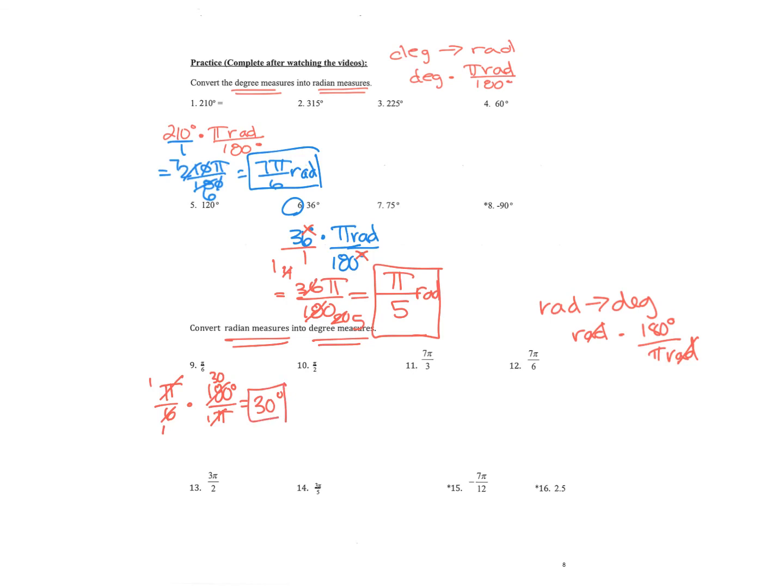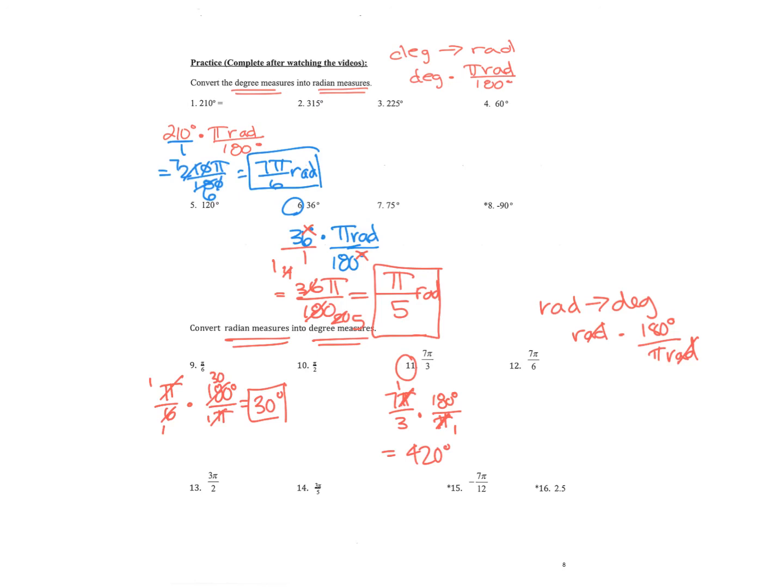So I'm left with 30 degrees as my final answer. Let's take a look at another problem. Let's do number 11. So I have 7 pi over 3 radians. I'm going to multiply by my conversion factor. That's 180 degrees over pi radians. So I'm going to cancel from my numerator to my denominator. I'm going to cancel my pi radians. This gives me 7 times 180 on top. So I multiply 7 times 180 on my calculator, divided by 3 in my denominator, and I would get 420 degrees for my answer.